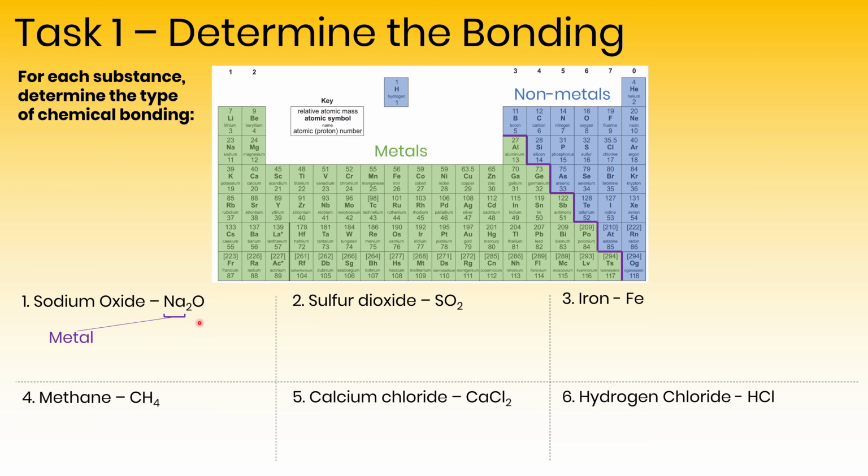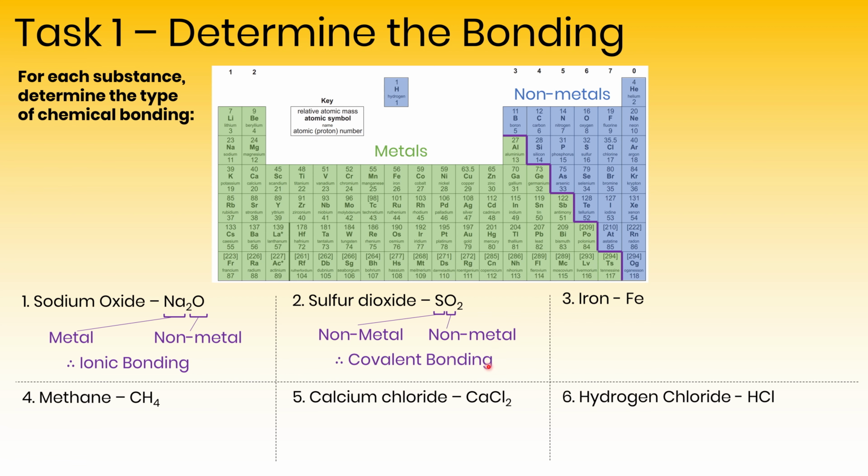Sodium oxide contains both a metal with a non-metal, therefore it has ionic bonding. Sulfur dioxide contains both a non-metal and a non-metal. So as it contains only non-metals, it must have covalent bonding. Iron contains only a metal, therefore it has metallic bonding.